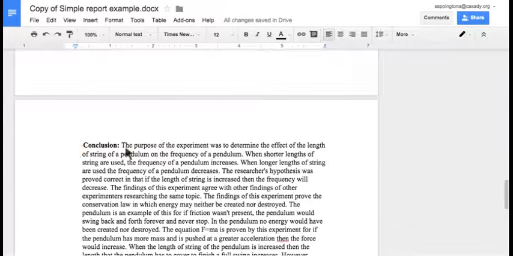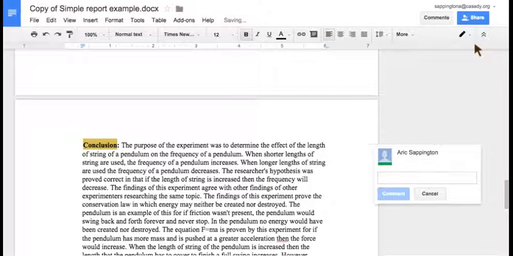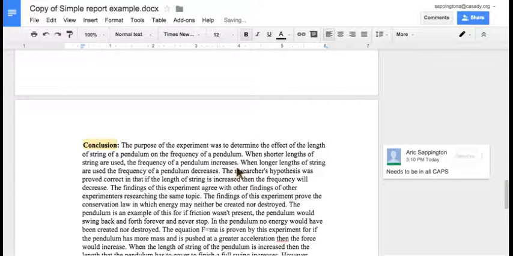Here, however, you can see that the conclusion is not in all caps. So you would highlight this, hit the comment button, and comment that it needs to be in all caps. Then they'll be able to see this comment and resolve it if they'd like to. Hopefully they will.